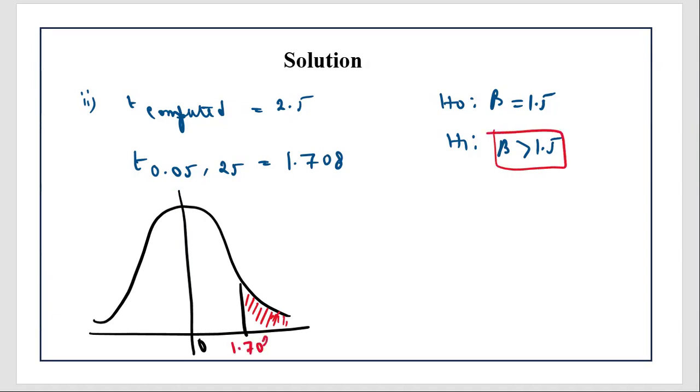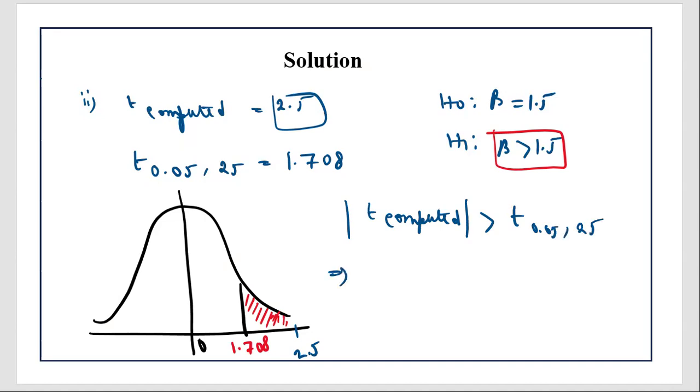This value is 1.708. And what is our actual value? Computed value is 2.5. So again, it is way here. It falls into the critical region. So t computed value is strictly greater than the t critical value. So what we say again, reject H naught. H naught is still rejected at 5% level of significance. Right? This is the second part.